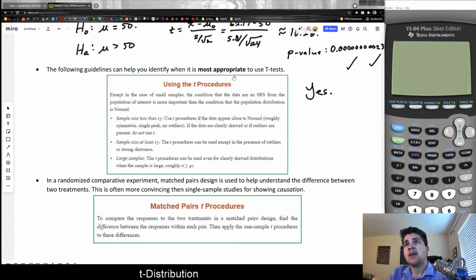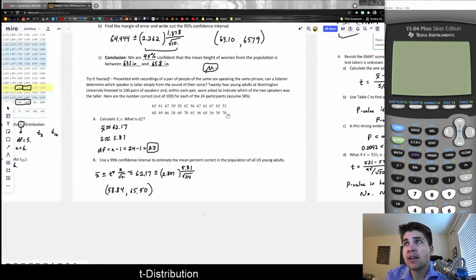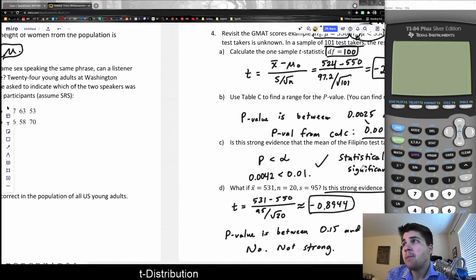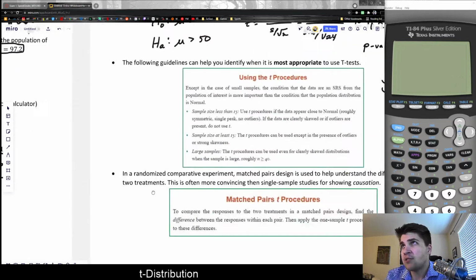Now, if the sample size is at least 15, usually people say in the range of 15 to 40, it says t-procedures can be used except in the presence of strong outliers or strong skewness. Say you have a set of 30 data points, or looking at some of the data we did before, this data was 24. So it's large enough that we don't care if it's normal, but it can't be strongly skewed.